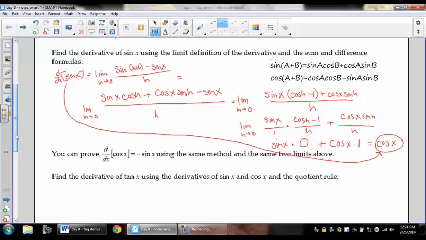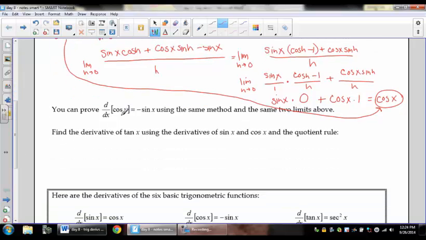Long story short, you could also prove that the derivative of cosine is negative sine and use much the same method as above. The reason it's negative sine is because of the cosine, cosine, sine, sine, sine, and that sine in the middle gives you a negative.